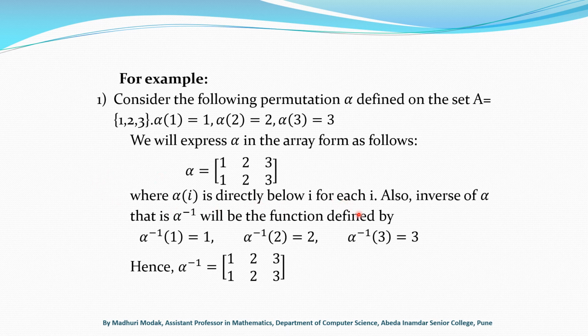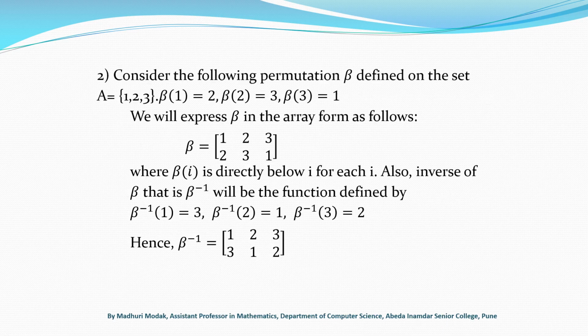Also inverse of alpha is the function defined by, now here as 1 is mapping to 1, alpha inverse of 1 is 1. Similarly as 2 is mapping to 2, alpha inverse of 2 is 2 and alpha inverse of 3 is 3. So alpha inverse we can write in the form of array as domain is 1, 2, 3 and their images are 1, 2, 3, which we have written as second row.